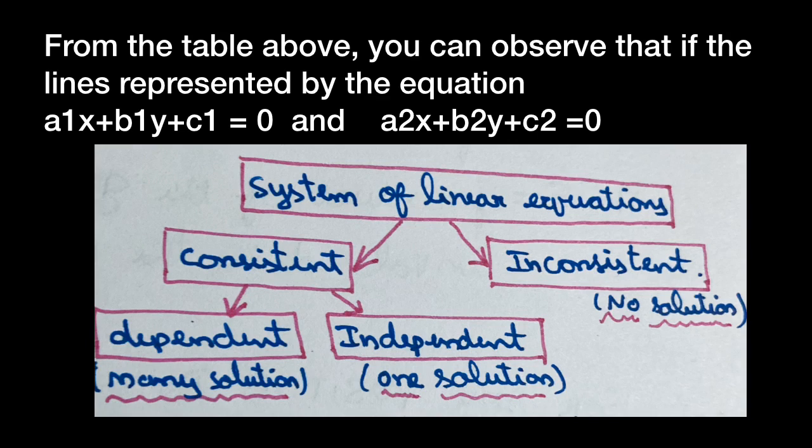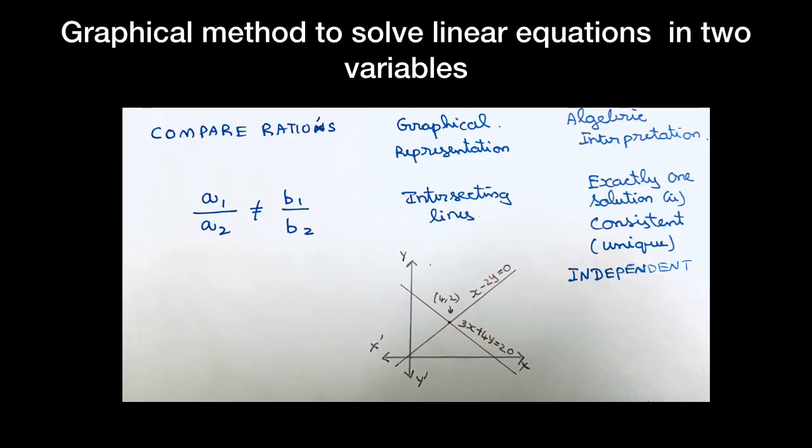Consistent can be further classified into two, that is dependent and independent. Dependent means it will have so many solutions, that is infinitely many solutions, and independent are said to be it will have only one solution. We will understand with graphical method.